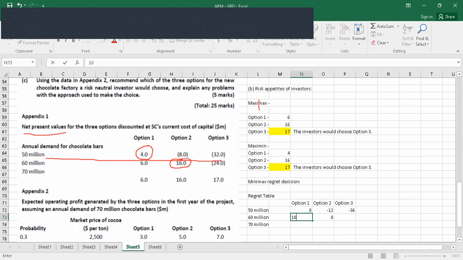And in the third situation, we see 17 is the best thing.